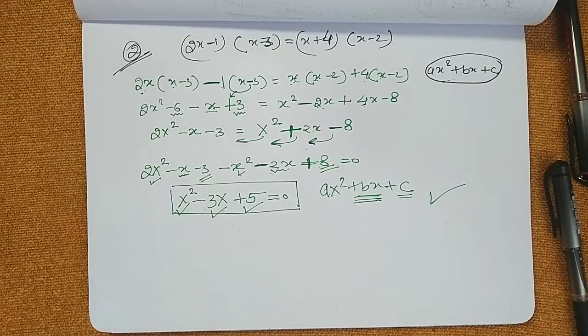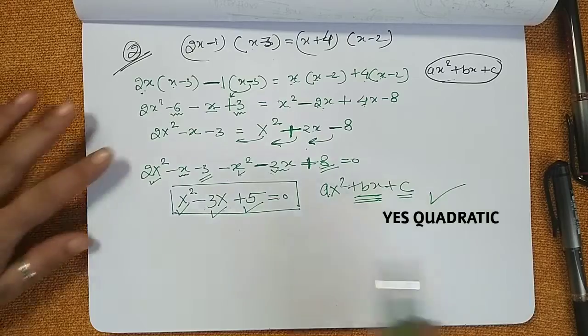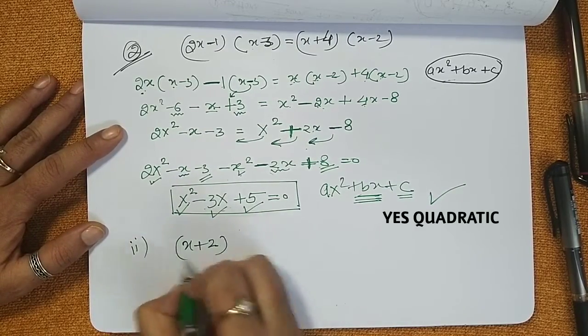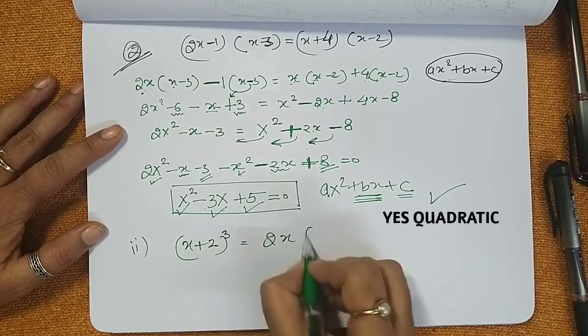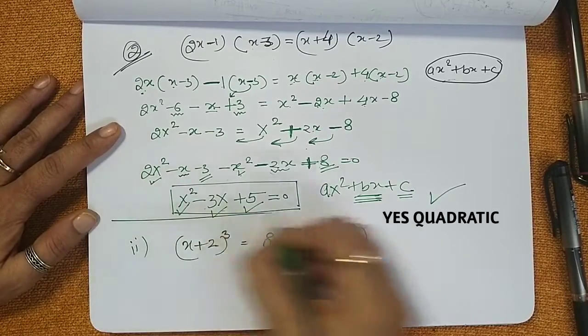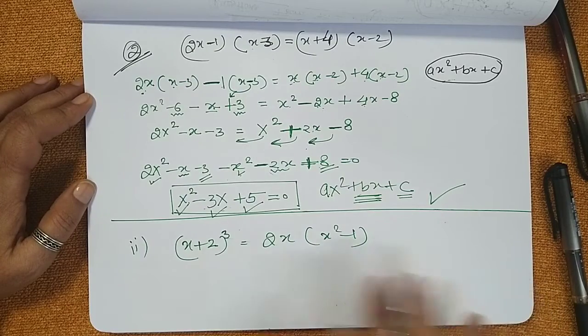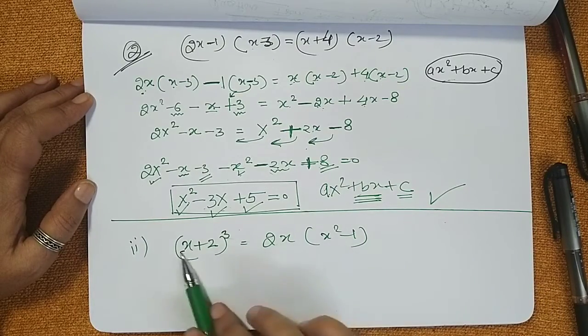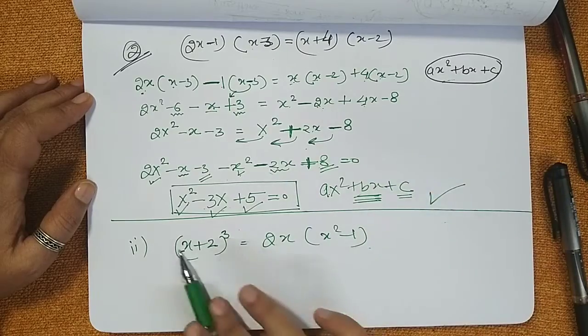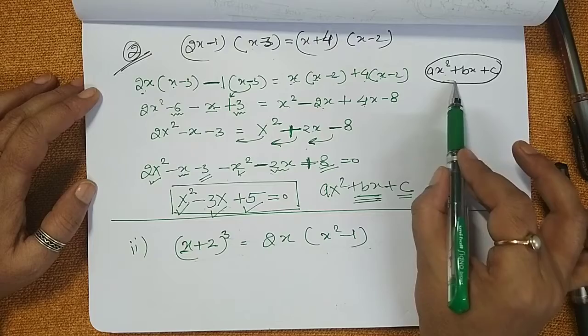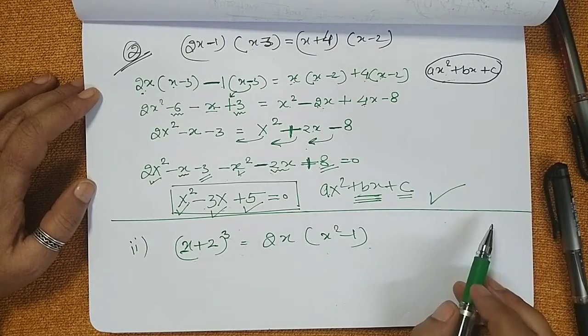Now let me do the second part of it. It is saying (x plus 2) cube is 2x times (x square minus 1). This is my second question. So now I am stuck because it is not in standard form. You can't just start comparing. You have to first simplify and then compare with this to find out whether it is quadratic or not.